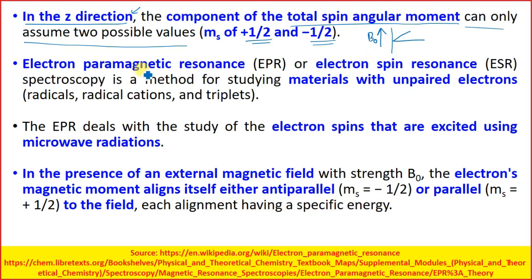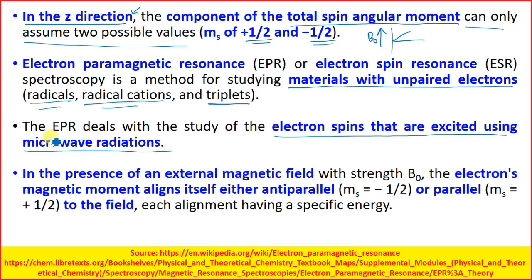Now EPR or electron spin resonance spectroscopy is a method for studying materials with unpaired electrons, like radicals, radical cations, and molecules which have electrons in the triplet state. So EPR deals with the study of electron spins that are excited using microwave radiation. This is the important thing. In NMR we used radio frequency, and here in EPR we use microwave radiation.